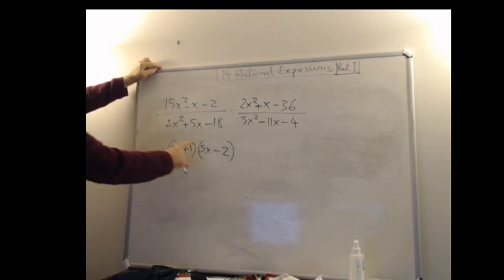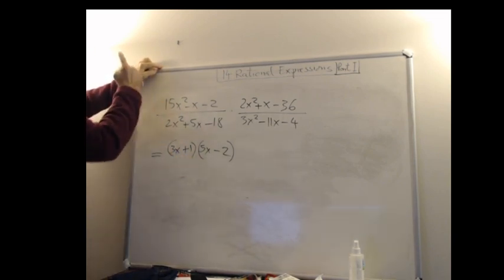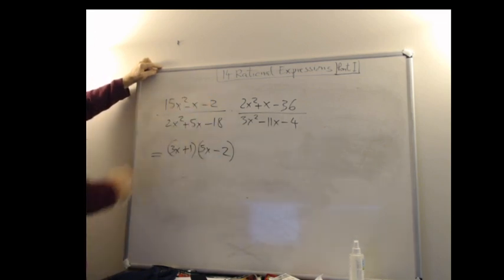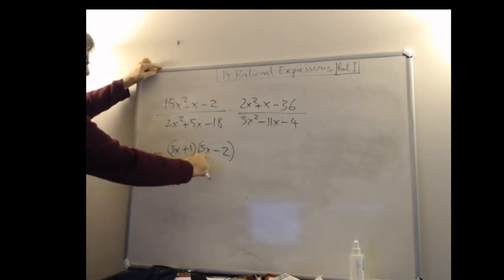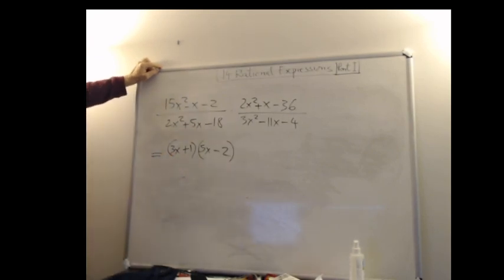So let me check this out. 5x times 3x is 15x squared. 1 times negative 2 is negative 2. Middle term. 5x, negative 6x. That's negative 1x, which is right here. Okay, so that's the first numerator. Denominator.